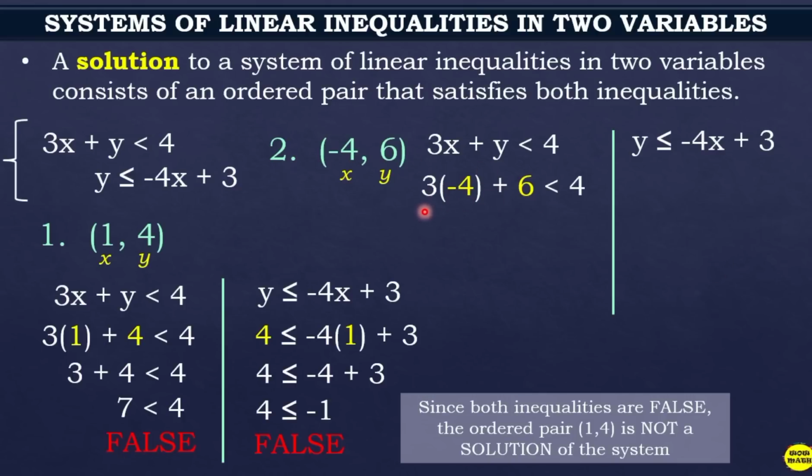And then, 3 times negative 4, that is negative 12, plus 6, so that is negative 6 is less than 4. Ang negative 6 ba ay mas mababa sa 4? So, this is true. Okay, proceed tayo dito sa pangalawa.